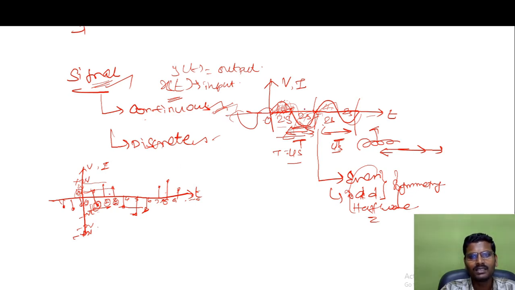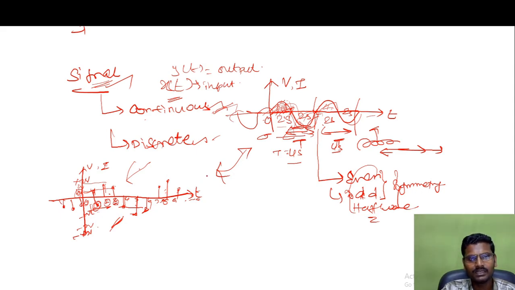But in continuous signal, we'll have a continuous waveform, but in discrete signal, we'll have a pulsated waveform, discrete pulse waveform, right? So this is known as discrete signal. This form of signal is known as discrete signal, this form of signal is known as continuous signal, right? So this is the basic classification between continuous and discrete signal, right?